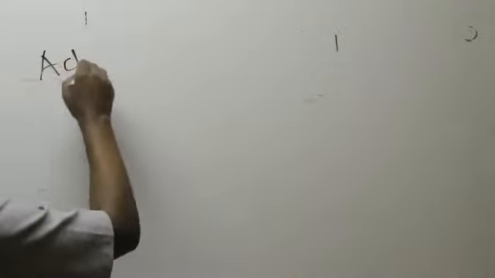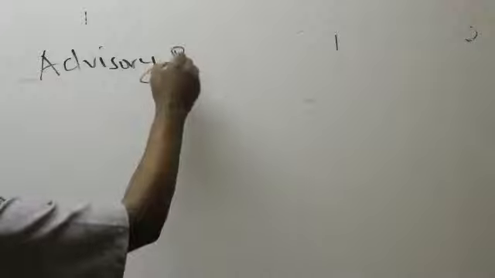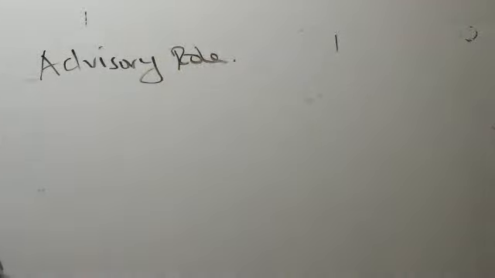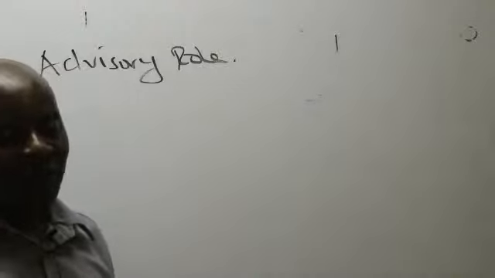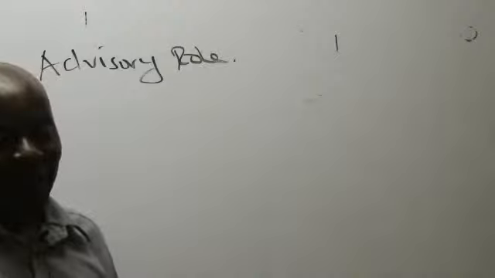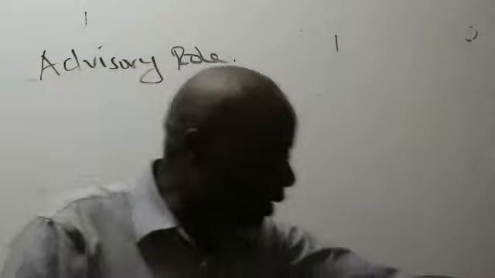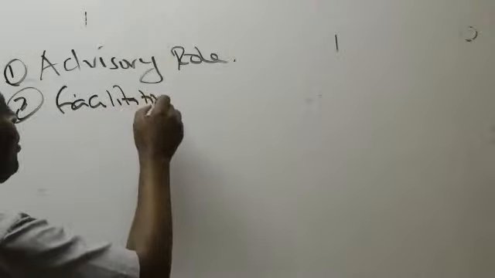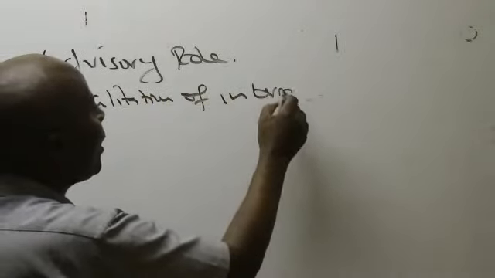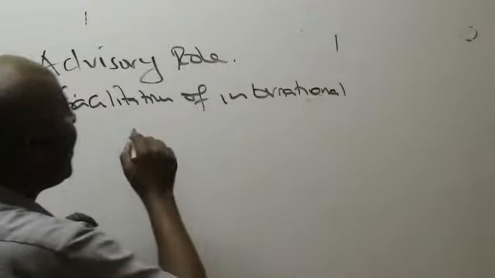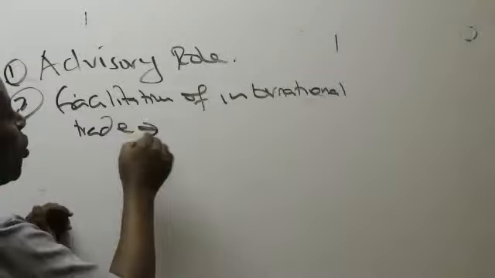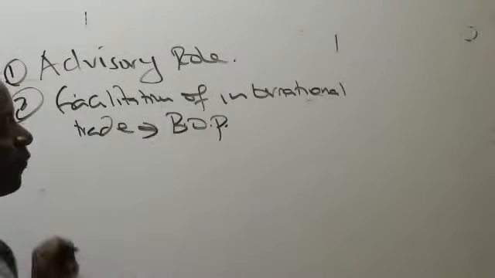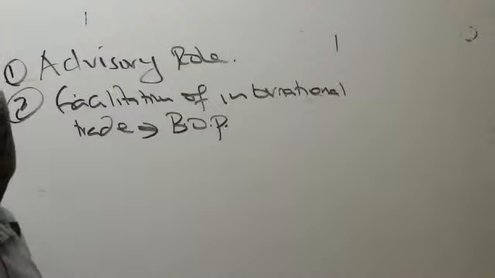Very good. Gilbert knows a lot. Advisory role. Like they are doing a lot now with COVID. Yes, advisory role, that is very important. Facilitation of international trade. I love that. International trade, simply because they would want to correct what we call negative balance of payment.